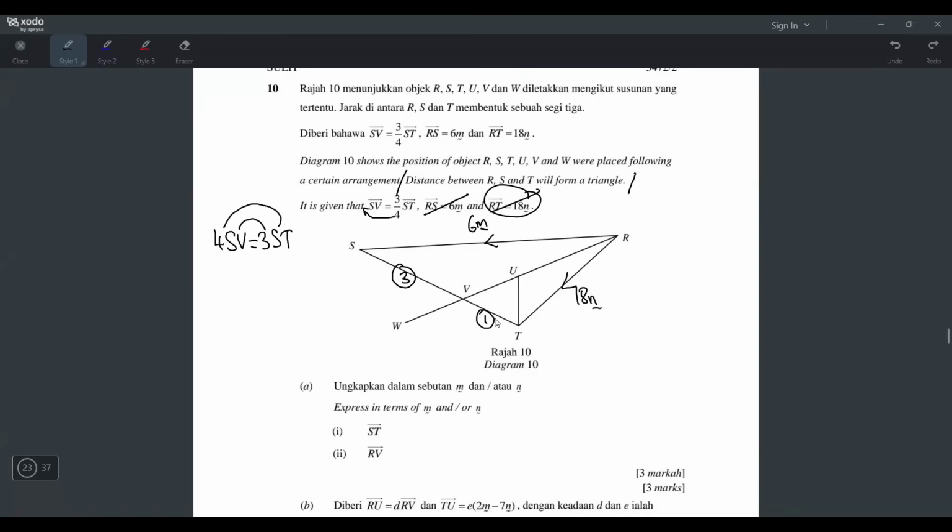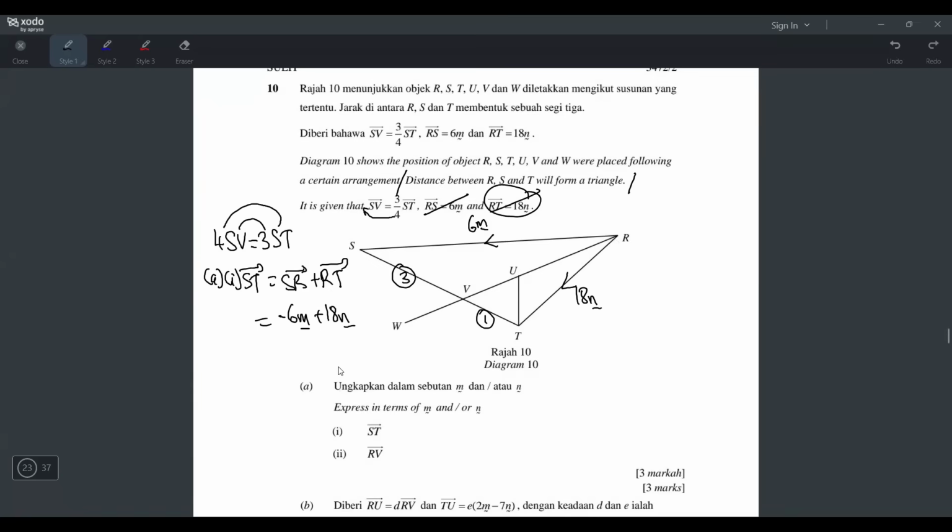Okay, can I find vector ST? Yes. Just take SR plus RT because you have the vectors SR and RT already. And the question 1a memang suruh you cari ST. So very easy lah. Just do SR vector plus RT vector. Okay, RS is 6m, so what is SR? Negative 6m because it's the opposite direction. And then plus RT is just plus 18n. And that's your answer.